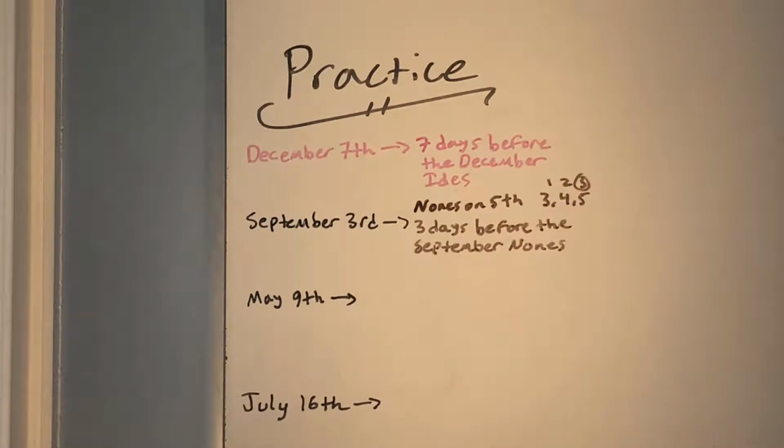Let's start with the first example, September 3rd. September is not one of the later nones months, so the nones will be on the 5th. So we start on the 3rd, we count that as the first day, then the 4th, and then we're on the 5th. We're already at the nones. All told, that is 3 days, so we would say that there are 3 days before the September nones.